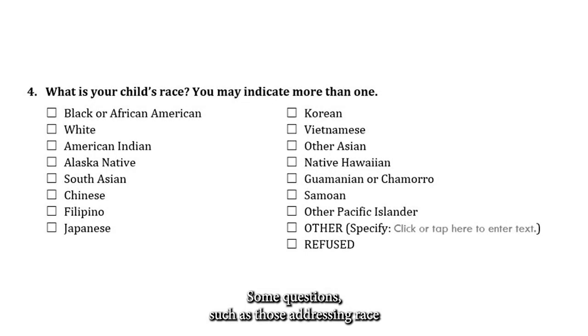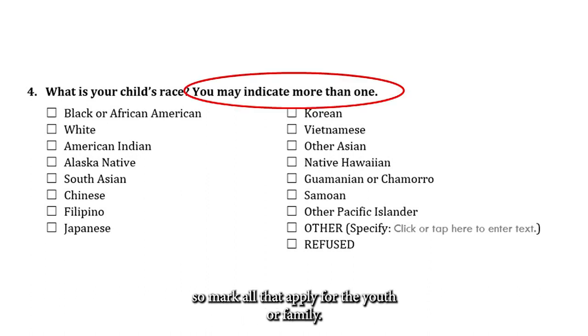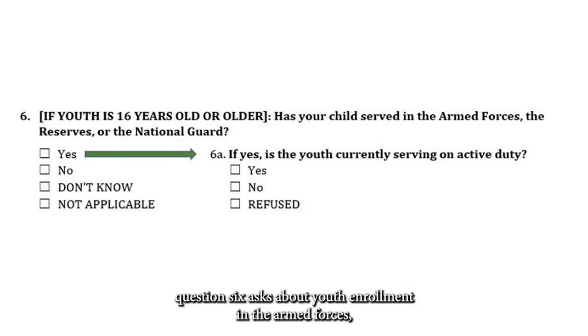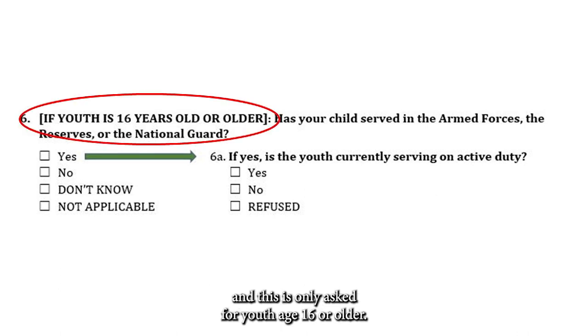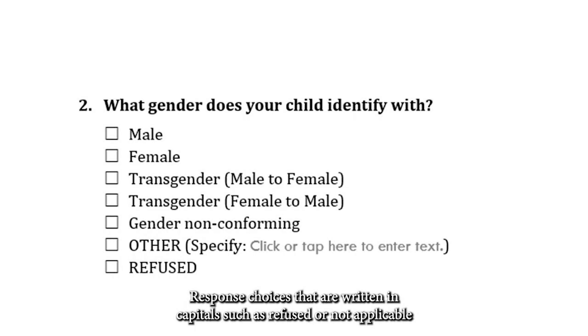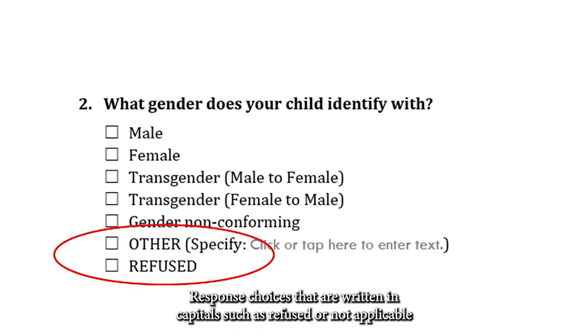Some questions, such as those addressing race and ethnicity, allow for multiple responses, so mark all that apply for the youth or family. Some questions may not apply to a specific youth or family. As an example, question 6 asks about youth enrollment in the armed forces, and this is only asked for youth age 16 or older. If the youth you are working with is younger than age 16, simply mark this question as not applicable. Response choices that are written in capitals, such as refused or not applicable, should not be read to the family, but you can use them whenever needed.